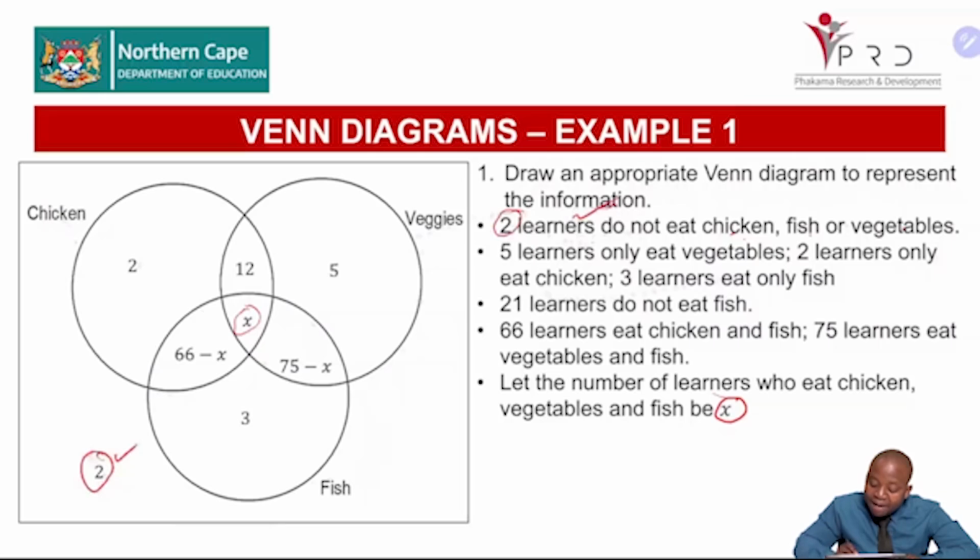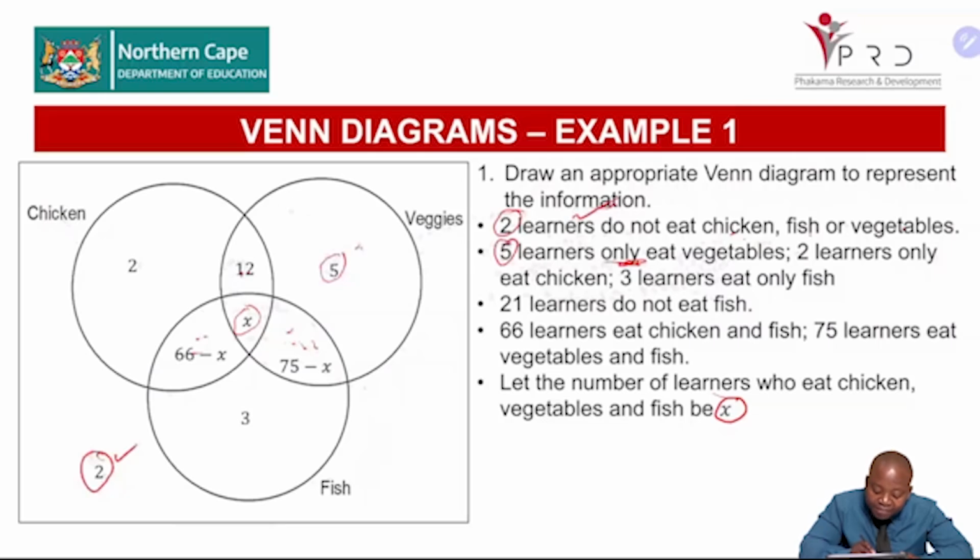Then we are saying 5 learners only eat vegetables. So we start with the center, then we go to the ones who eat none of them. We check the ones who eat only that part. Then we look at the intersections of 2 events. These intersections are going to be our last point. Now, 5 learners only eat vegetables, so they only eat vegetables.